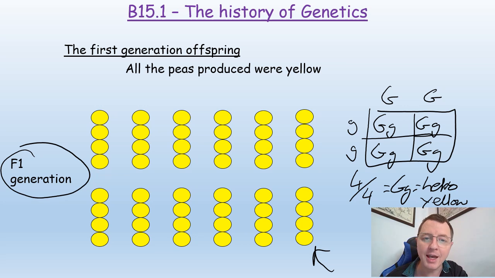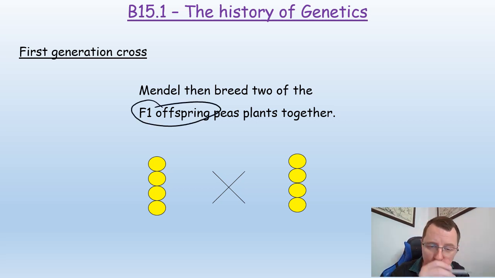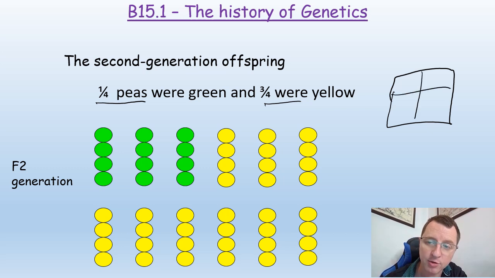What Mendel did next was quite unusual, and he took a number of those plants from this F1 generation and he bred them together to see what would happen in the so-called F2 generation. And what he found was that a quarter of the peas were green and 3/4 were yellow. So how could we explain that? Again, using modern genetics and a Punnett square.